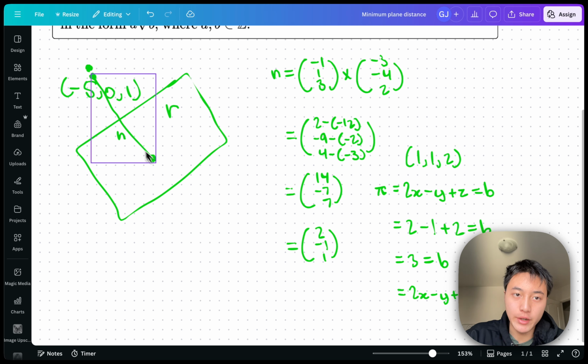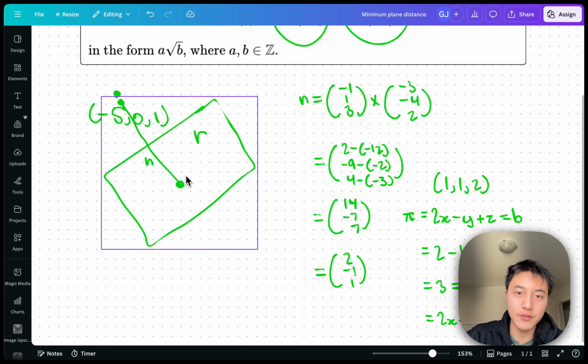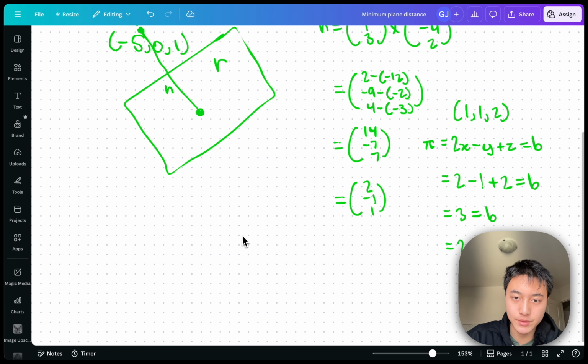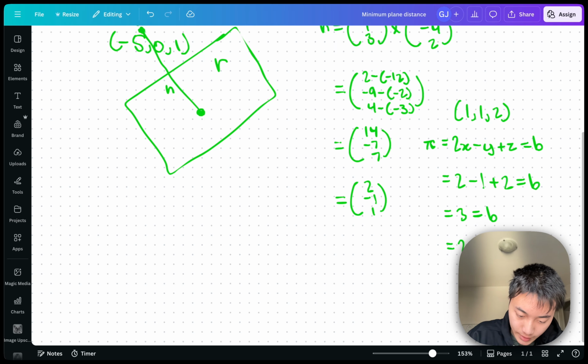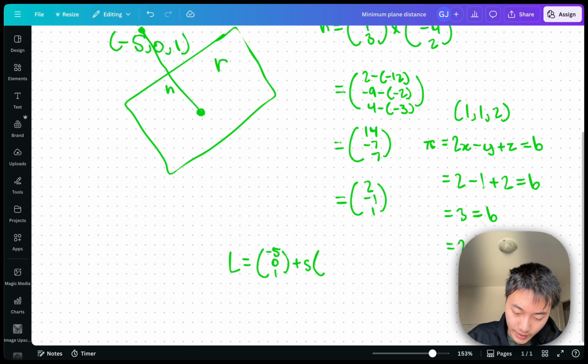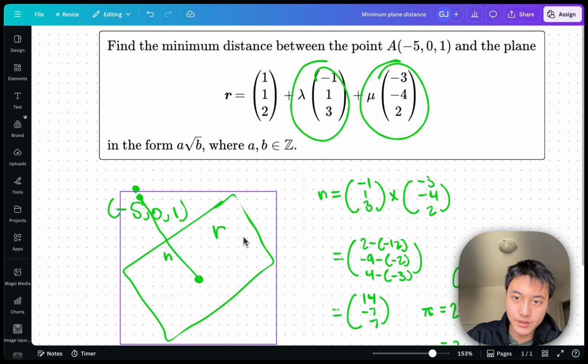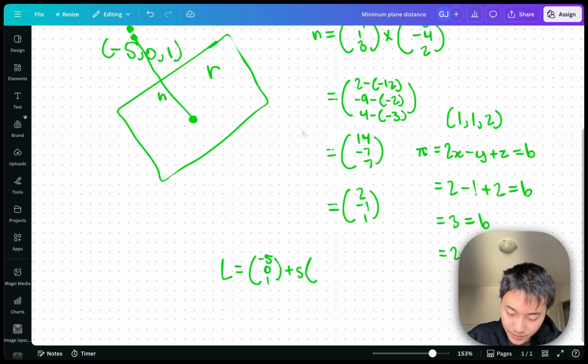But we can also get the equation of the line because we have the direction vector, which is the normal, and the point. So we can write this in matrix form. We can label the line as L equals the point, which is -5, 0, 1, plus, let's see, we can label that as s instead of lambda because it's already used here. And the direction vector is 2, -1, 1.